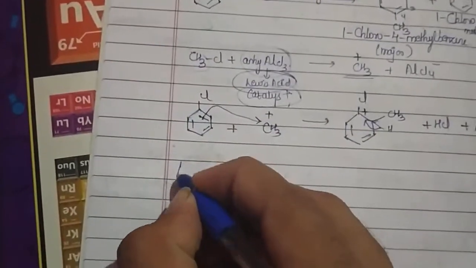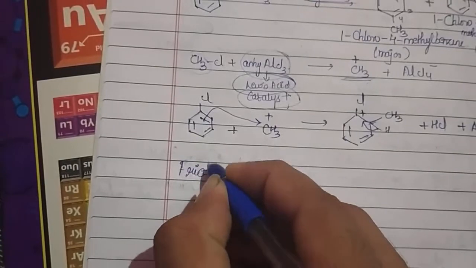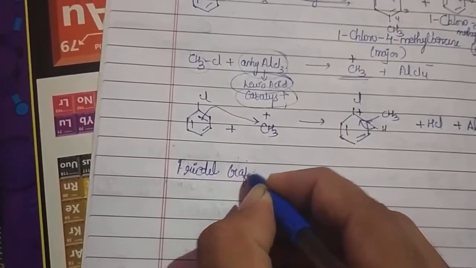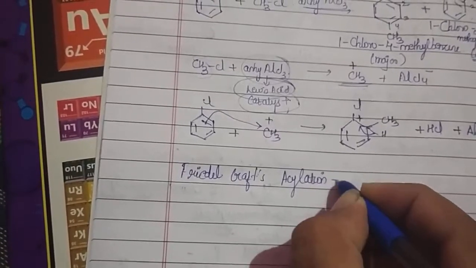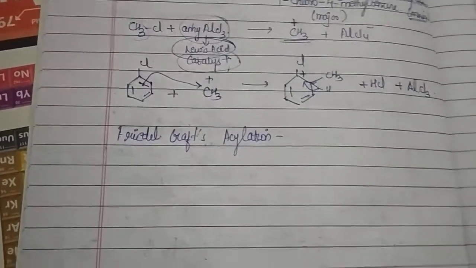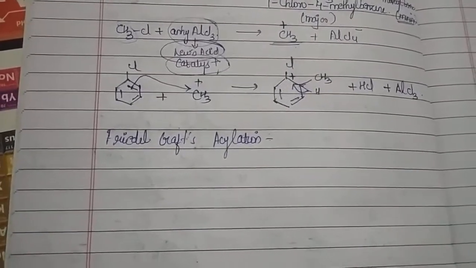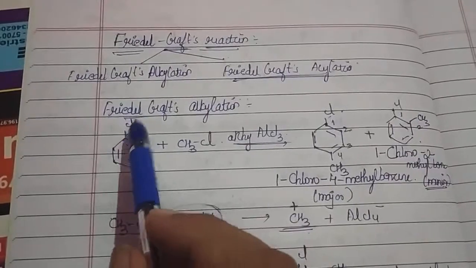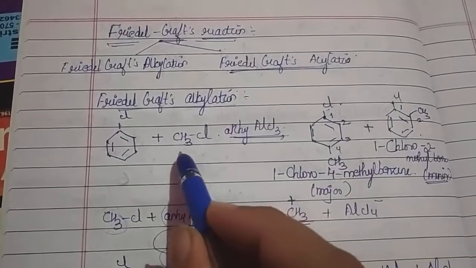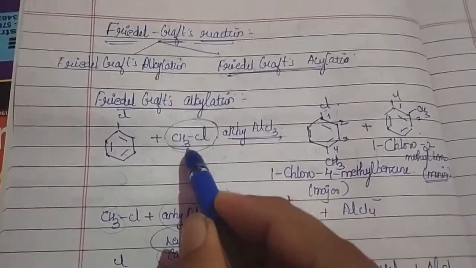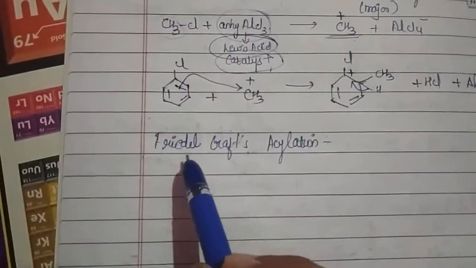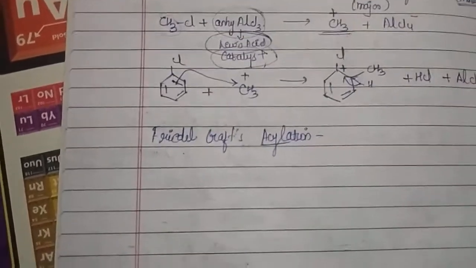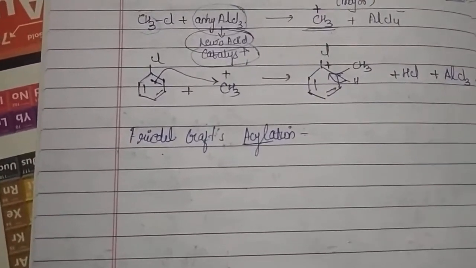So what we are going to see now is called what? Friedel Craft's acylation. This Friedel Craft's acylation is very much important. What we did over here in Friedel Craft's alkylation, I have taken alkyl halide, yes, that is our methyl chloride. Similarly, when I am talking about Friedel Craft's acylation, I am going to take an acyl halide, or more particularly acyl chloride.